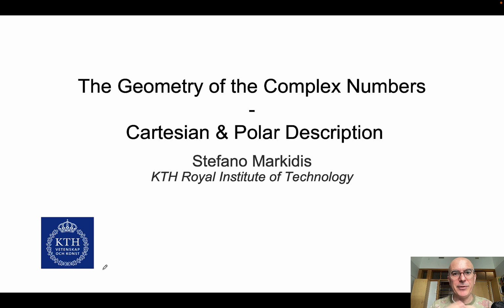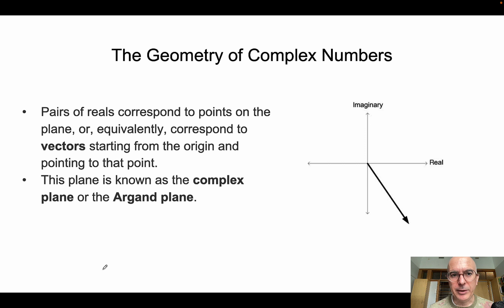So let's start with the first formulation, that is called the Cartesian description. In the Cartesian description of the geometry of a complex number, we use a so-called complex plane, or Argand plane. In the complex plane, we represent our complex number using a plane where on the x-axis we have the real magnitude and we have the imaginary part on the y-axis. So pairs of reals corresponding to a point on the plane correspond also to vectors that start from the origin and point to that point.